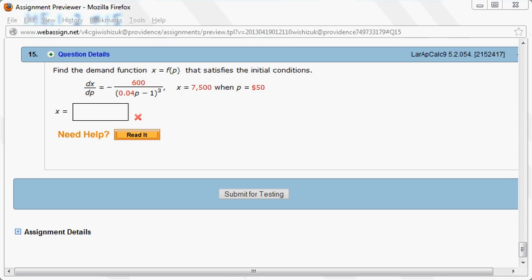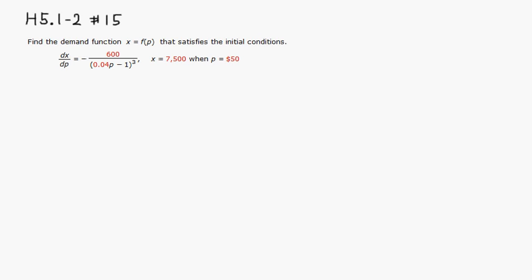Alright, let's go over homework 5.1, 5.2, number 15. We have a derivative of x with respect to p given right here. Then we want to find x, and also here, when p is equal to 50, x equals 7500. So this is basically the initial condition to find the constant c. So let's do that.